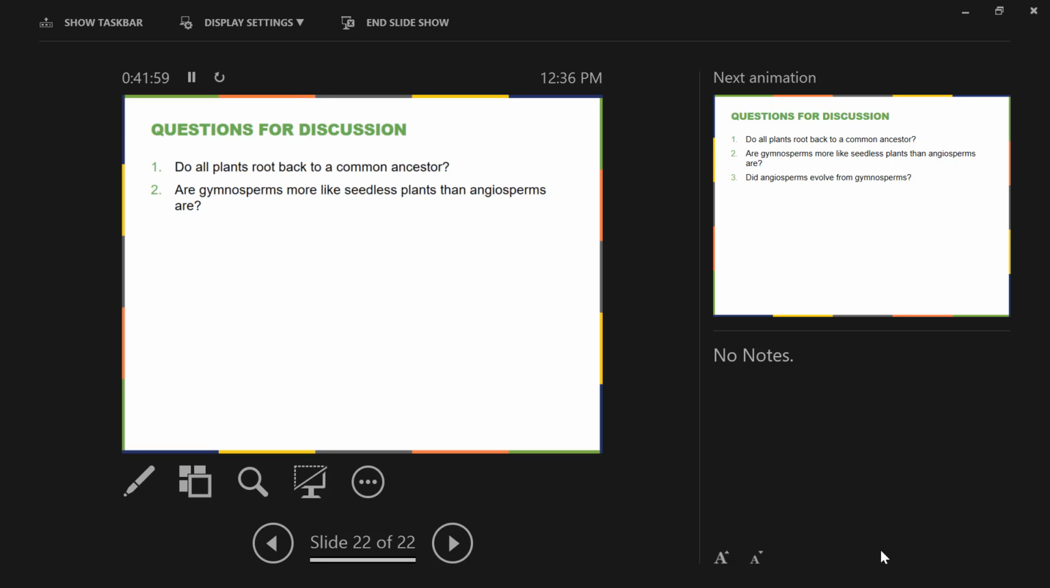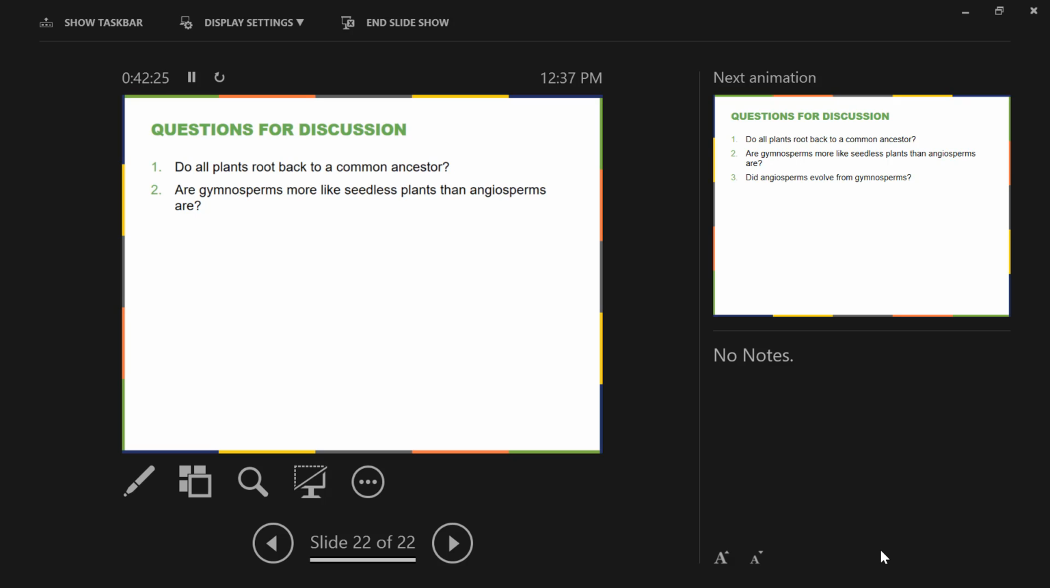Two minutes. Are gymnosperms more like seedless plants than angiosperms are? So we've got two different types of seed plants, gymnosperms and angiosperms. And we talk about angiosperms being more complex. So does that actually mean that gymnosperms are more like seedless plants than angiosperms are? Take two minutes talking about this starting now.